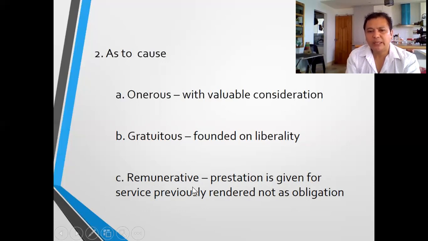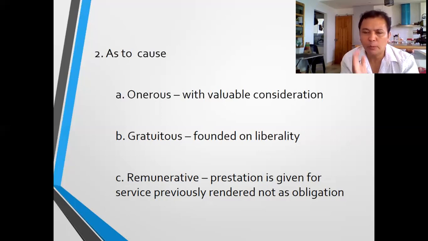Remunerative, on the other hand, the prestation or the subject matter is the service that is being rendered by the other party. So remunerative means it is employment, like employment contracts. They are remunerative contracts.